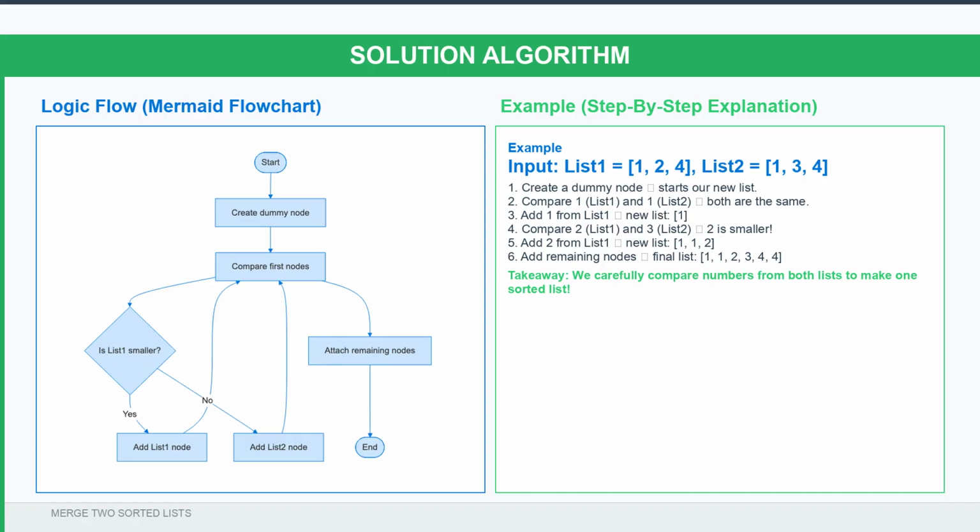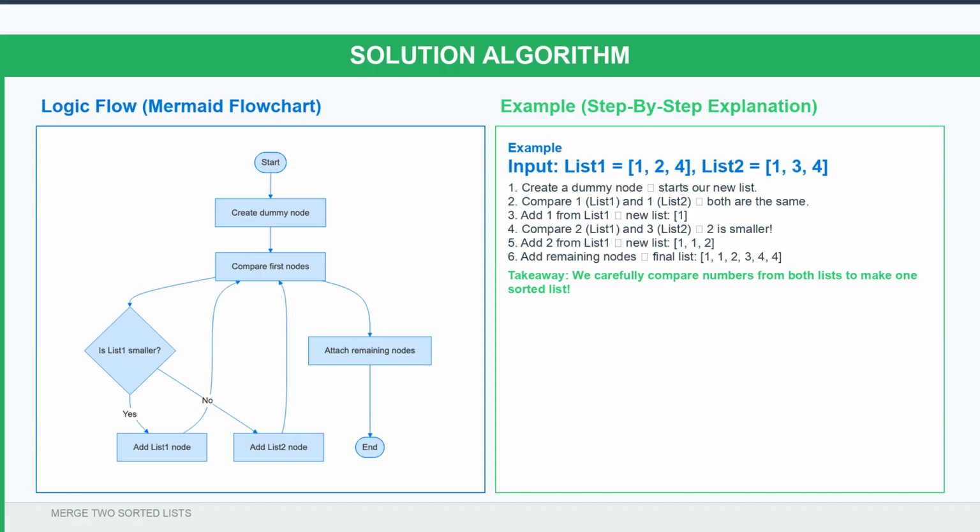Then, we set up 2 pointers, L1 and L2, pointing to the heads of the respective input lists. Now, we enter a loop that runs as long as both lists have nodes. We compare the values at L1 and L2. The smaller value gets added to our merged list, and we move the pointer of that list to the next node. After the loop, there may be remaining nodes in one of the lists. We simply connect the end of our merged list to whichever list still has nodes left. Finally, we return dummy.next, which points to the head of our merged list.